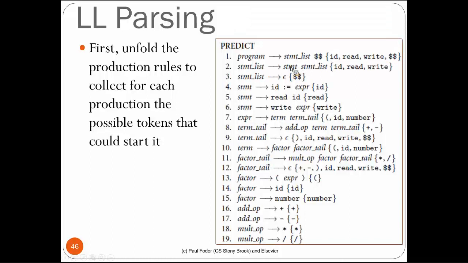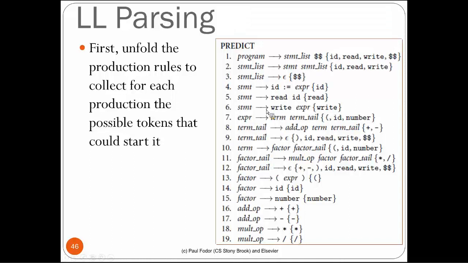Similarly, a statement list, since it starts with a statement, or it's the empty string, could start with ID, read, and write tokens, or a statement list could start with end of file, because if a statement list is empty, then the next token that can occur in the file is the end of file, the end of the program.